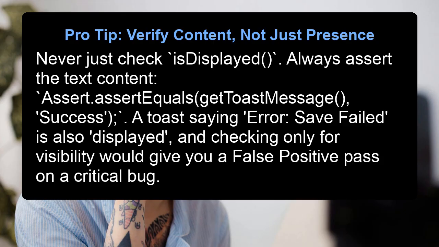Pro tip: verify content, not just presence. Never just check isDisplayed(). Always assert the text content: assertEquals, getToastMessage, success. A toast saying "error, save failed" is also displayed, and checking only for visibility would give you a false positive pass on a critical bug.